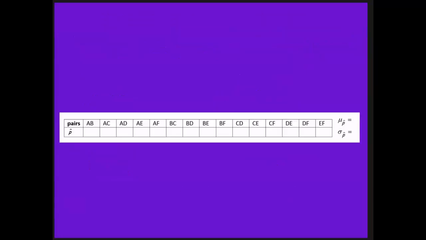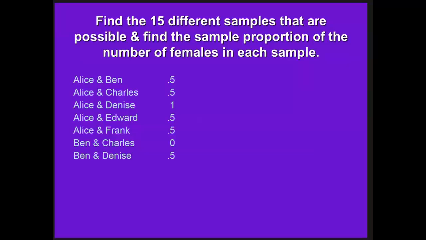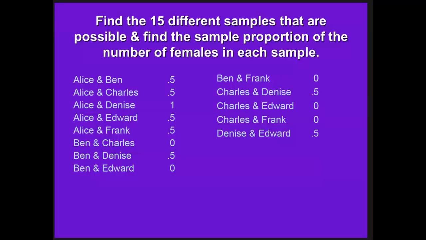Now, on your handout, you've got that chart with blanks on it, so that's what you can fill in, just the letters that represent the names of the individuals. Okay, so let me go back to that list again. And in looking at each pairing, we're going to write down what percent of that sample is female. So at Alice and Ben, you got 50% female. Alice and Charles, 50%. Alice and Denise is 100%. And as we go through each of these pairings, we're just going to write down what percent of that particular sample is female.